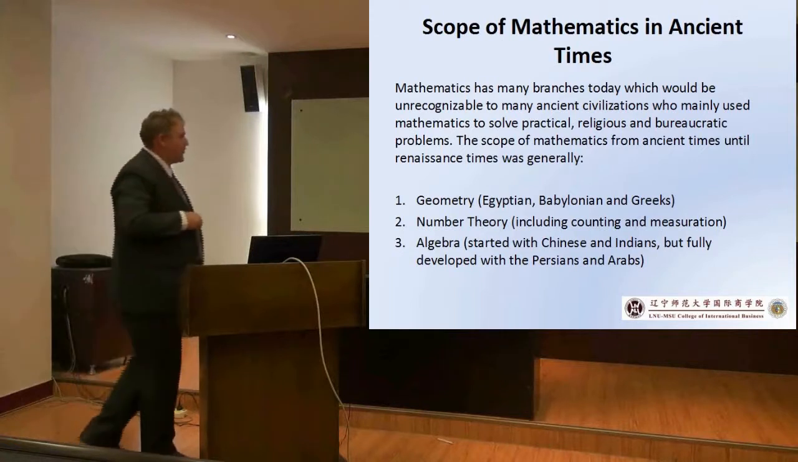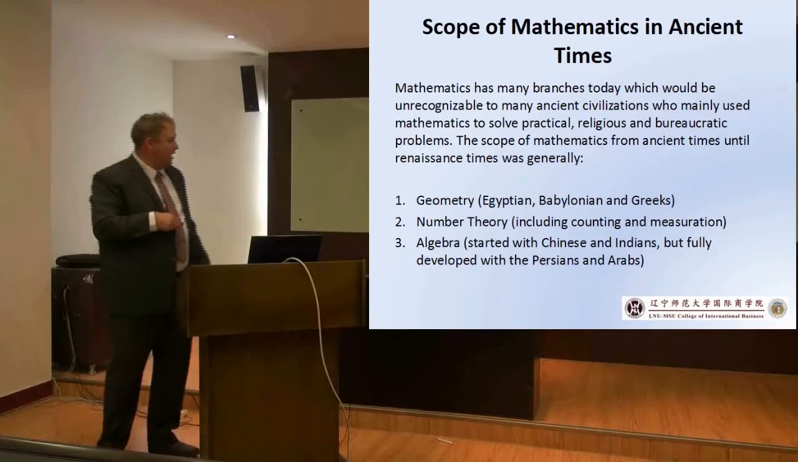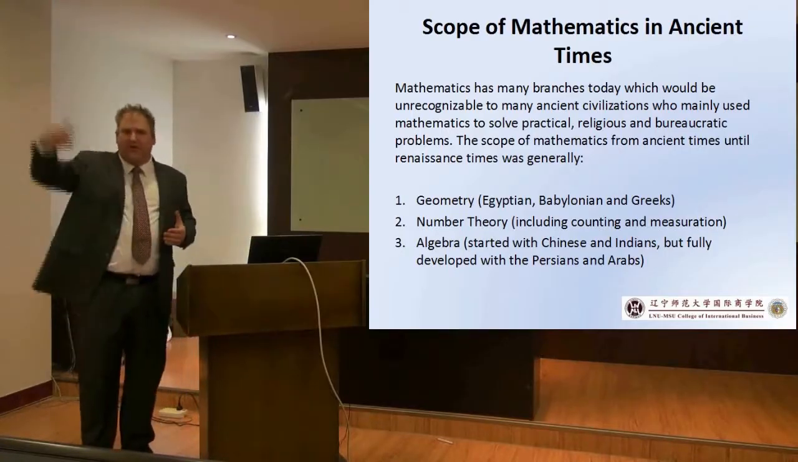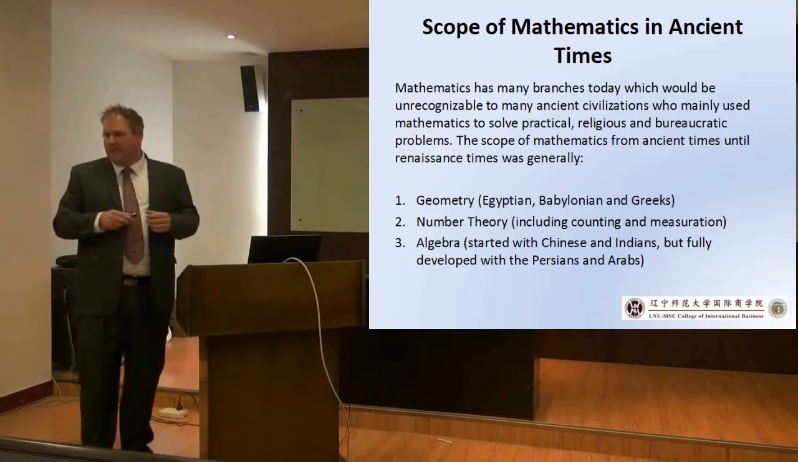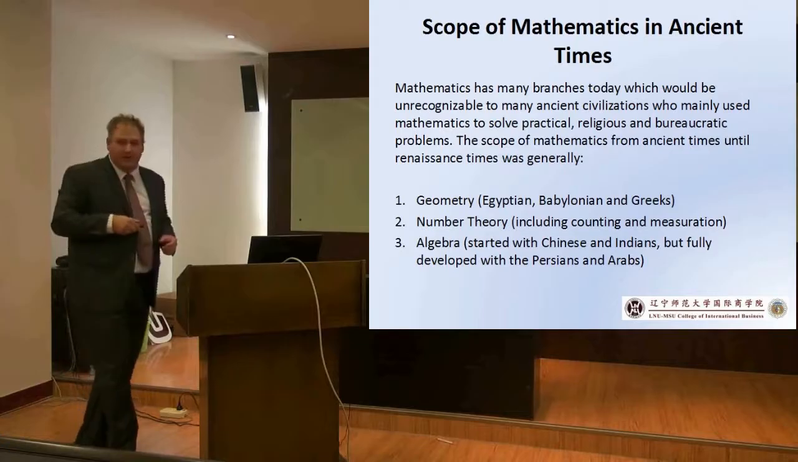And then, most importantly, probably algebra. It started with the Chinese and Indians, but really it was developed with the Persians and Arabs, and we'll talk about that later. That's really the scope. It wasn't until after the Renaissance that math started to change, okay? So that's really the scope that you see in ancient times.